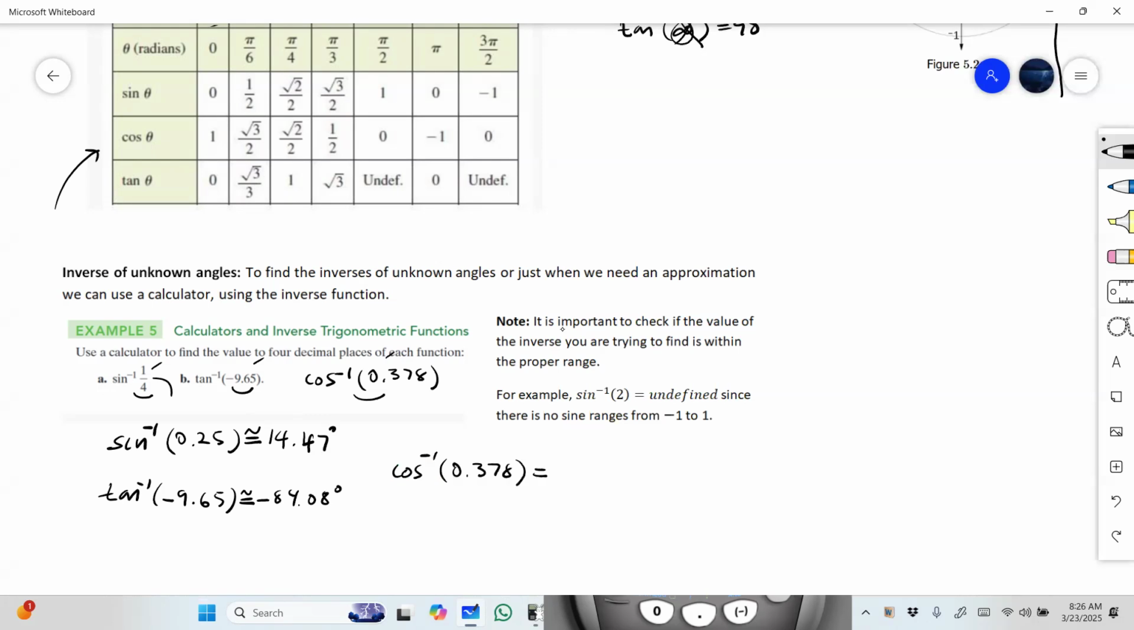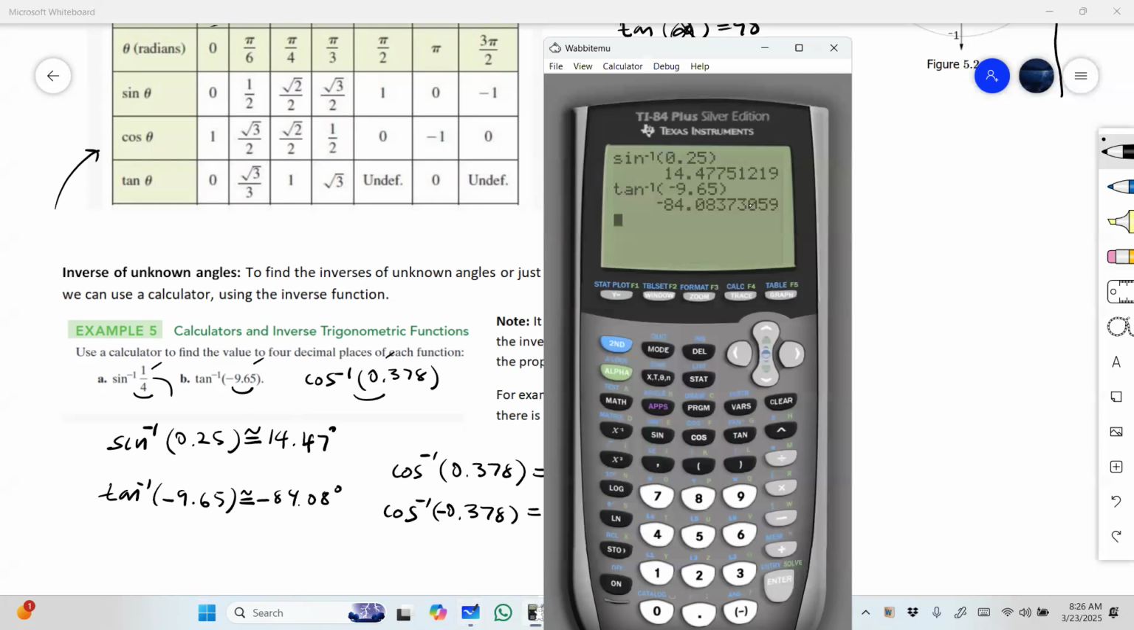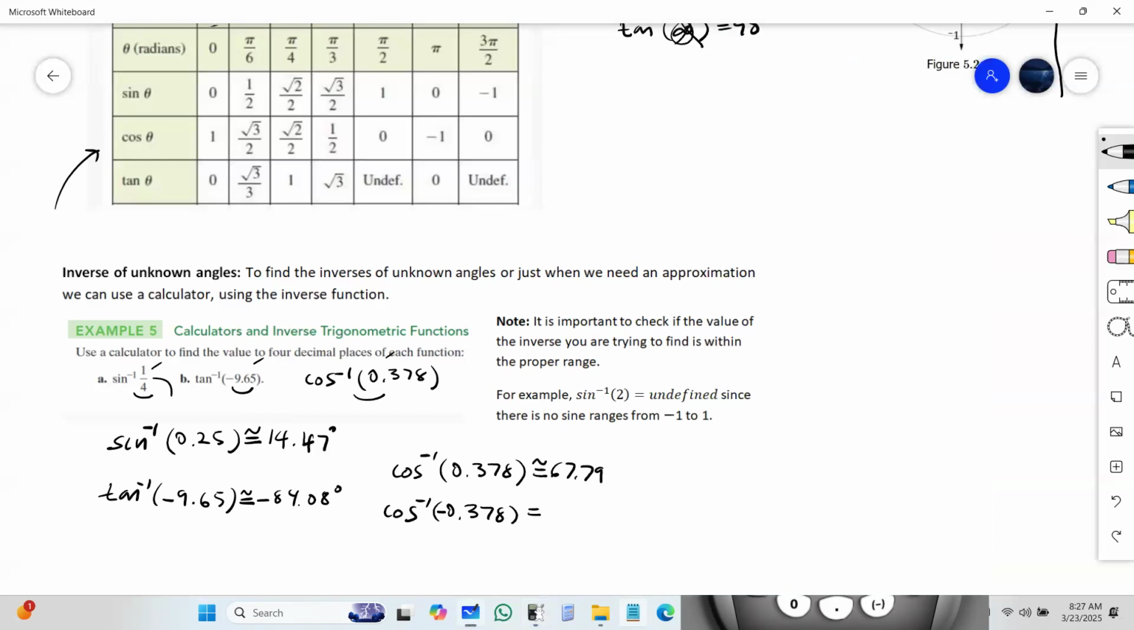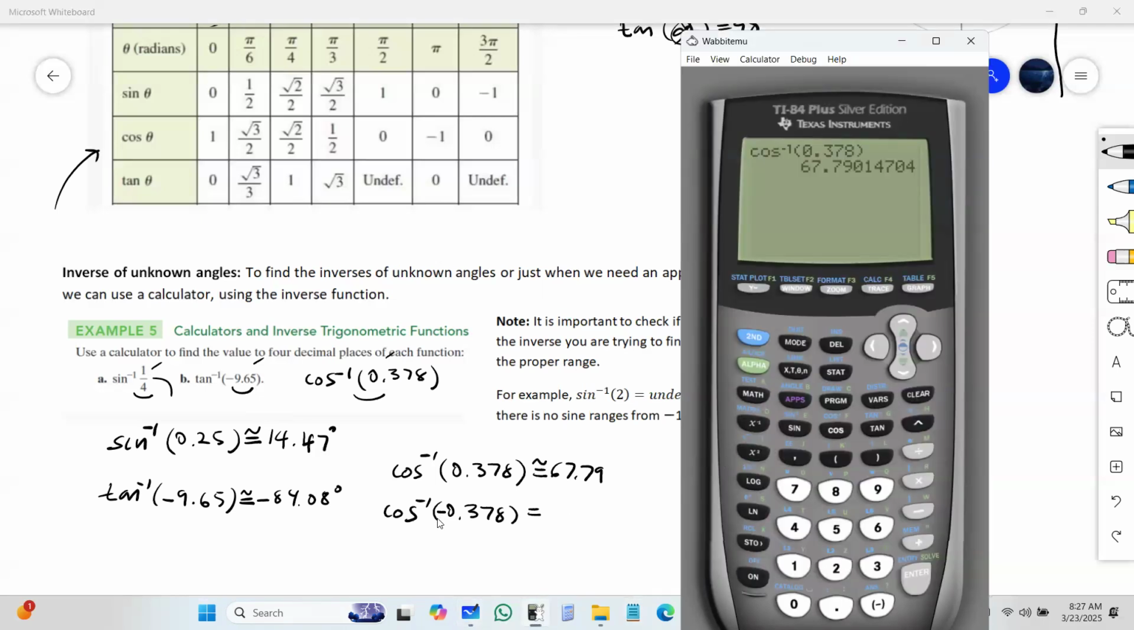And the cosine inverse of 0.378. And then I think we should do negative 0.378. Okay, so let's do both, because cosine is the one that we have to adjust. So let's pick second cosine, 0.378. And we find the angle 67.79, approximately 67.79. And let's do the minus now. So in the minus 0.378, I know that I'm in the second quadrant, about 67 degrees above the 180 degrees.